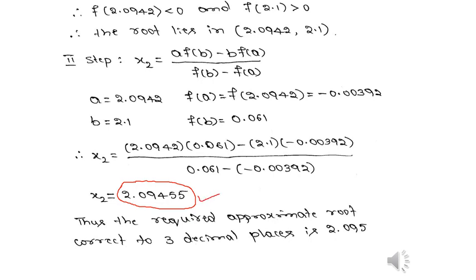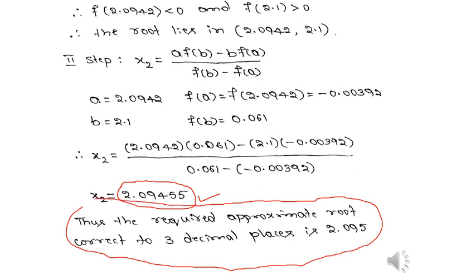We can stop our process here and conclude that the required approximate root correct to 3 decimal places is 2.095. We have corrected up to 3 decimal places. Since the next digit is 5, we can neglect that 5 and make one increment to this and make it 2.095. That is what we have noted down here. So this completes the problem by using the Regula-Falsi method.